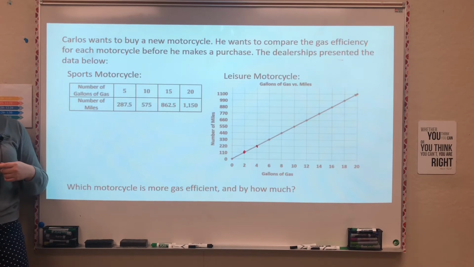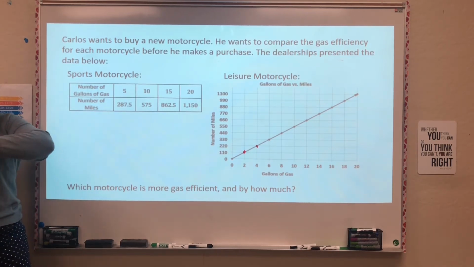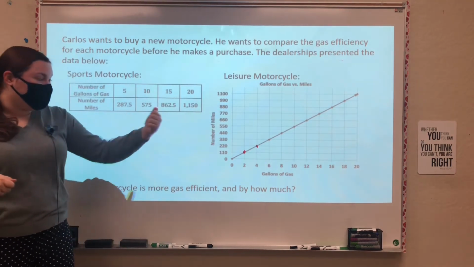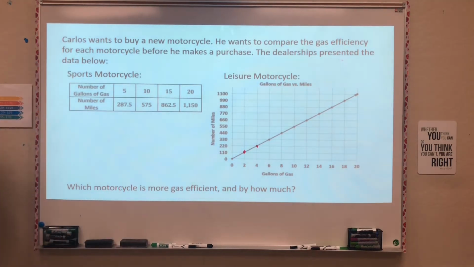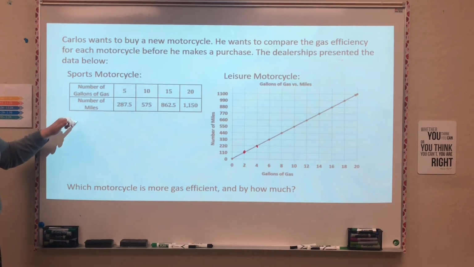You're nodding and saying a lot, yeah. You want to get the most bang for your buck, right? So if you spend money on 1 gallon, you want to get as far as possible on that 1 gallon. So we're looking for the motorcycle that's going to get Carlos as far as possible. The sports one getting more. How do you know that? You take 287.5, divide it by 5, it gives you 57.5 miles per gallon.